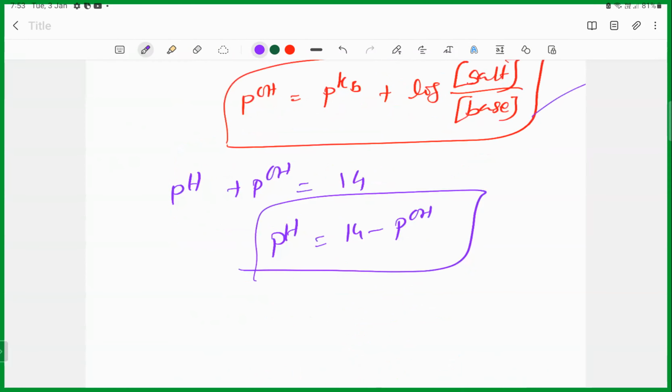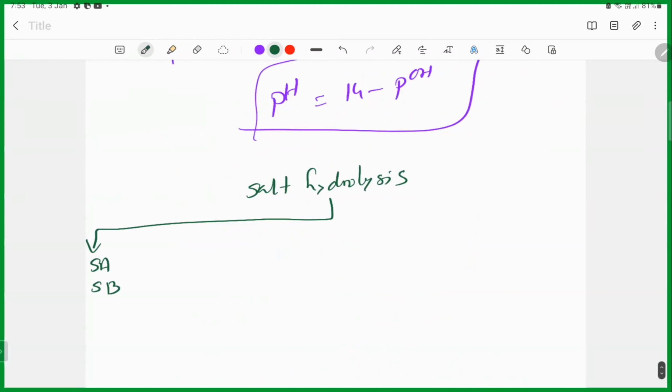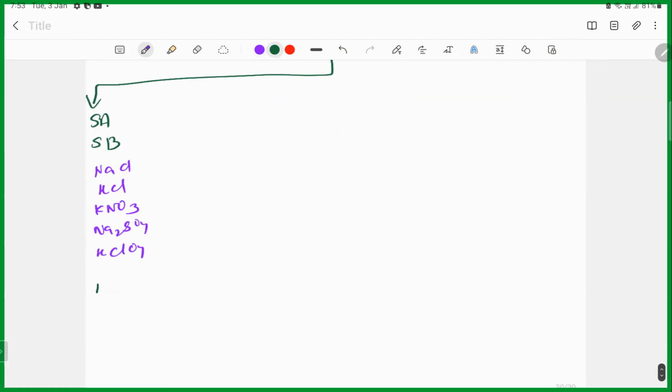So what are the types of salt? When you are taking salt hydrolysis, a general statement: salts made of strong acid and strong base, for example NaCl, KCl, KNO3, Na2SO4, KClO4. If you have this kind of salt, its pH will be 7. It is neutralized.